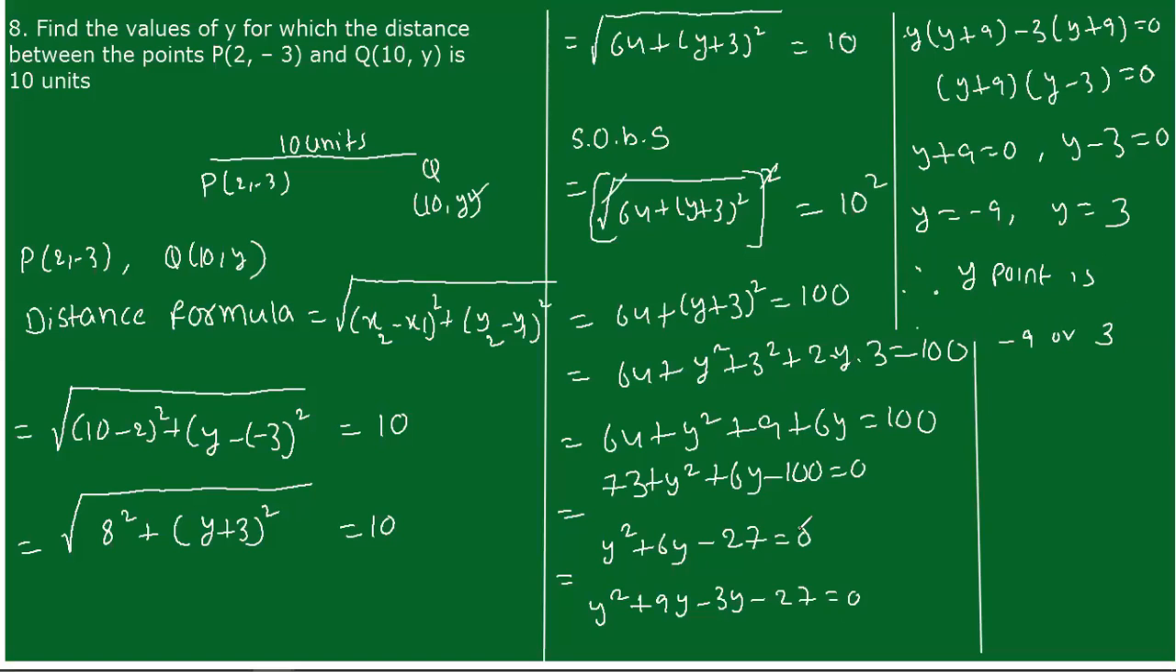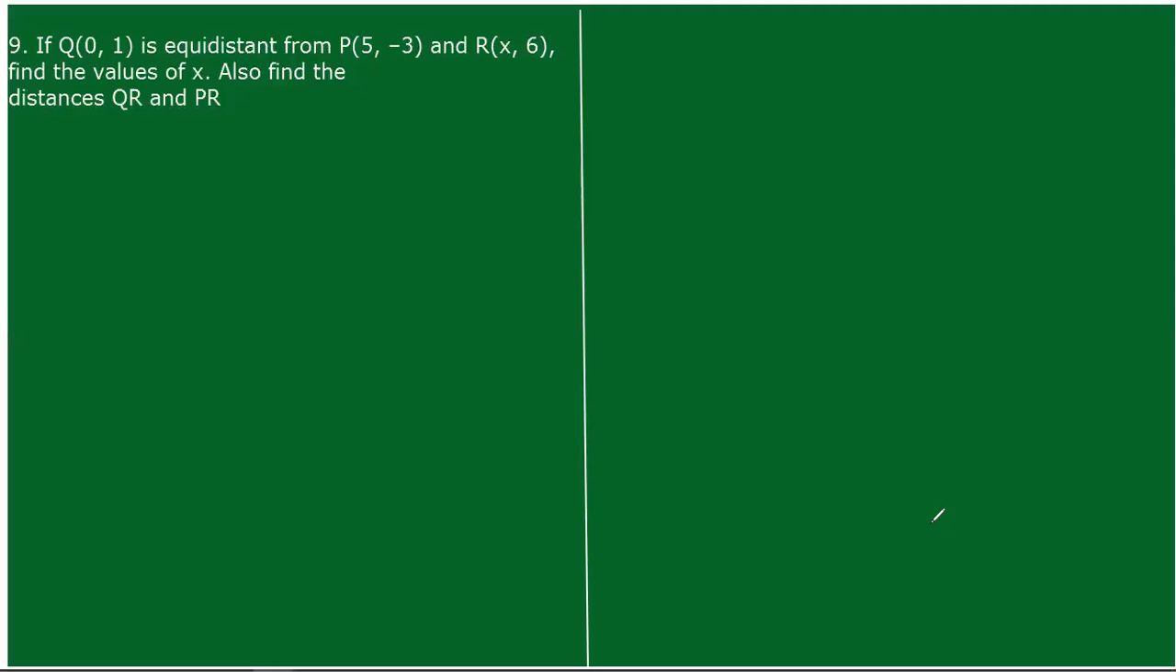Now next, we'll discuss the ninth one. The question is, if Q (0, 1) is equidistant from P (5, -3) and R (x, 6), find the values of x. Also find the distances QR and PR. So first of all, let's draw one rough diagram.